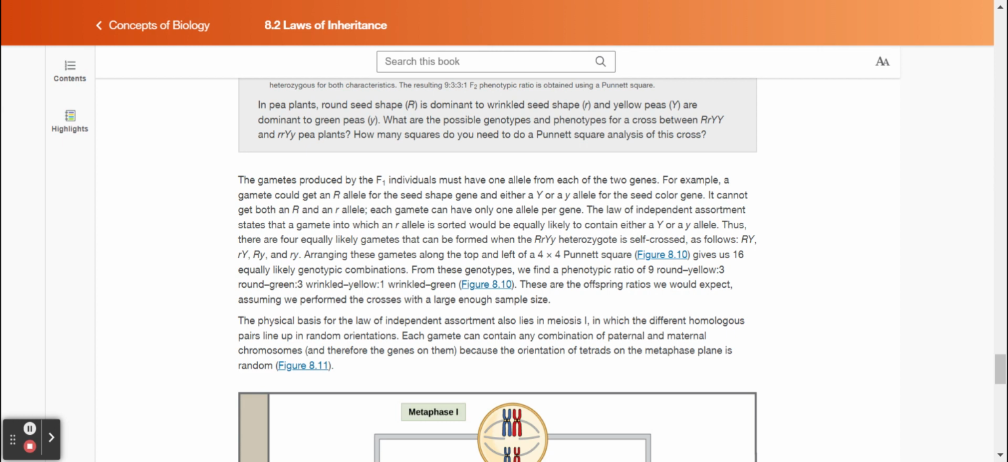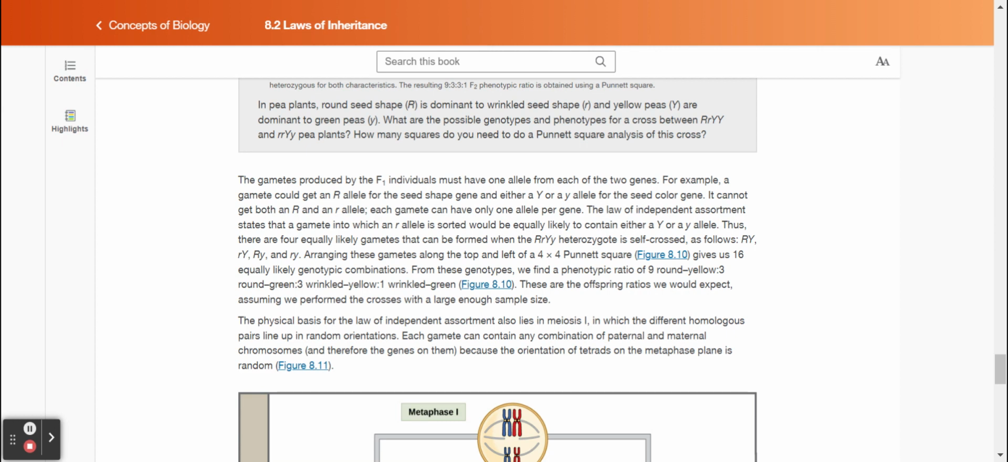Thus, there are four equally likely gametes that can be formed when the heterozygote is self-crossed, as follows: dominant R, dominant Y; recessive r, dominant Y; dominant R, recessive y; and recessive r, recessive y. Arranging these gametes along the top and left of a 4x4 Punnett square gives us 16 equally likely genotypic combinations. From these combinations, we find a phenotypic ratio of 9 round yellow, 3 round green, 3 wrinkled yellow, and 1 wrinkled green. These are the offspring ratios we would expect, assuming we performed the crosses with a large enough sample size.